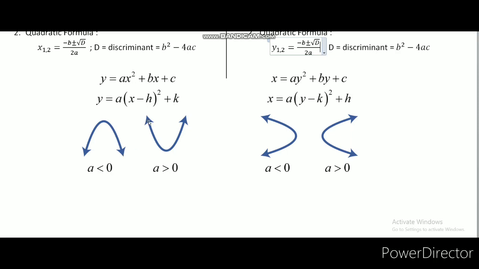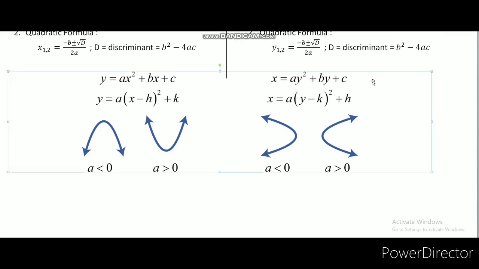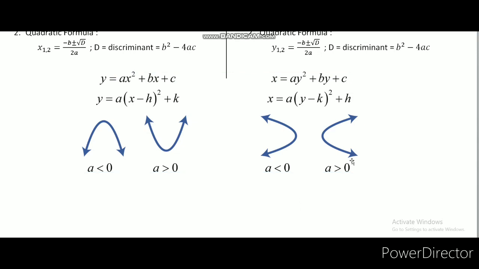If it is greater than 0, facing upward. Different with the right one, if you have this general form, which is x equals ay squared plus by plus c, if the a is bigger than 0, then it will face right. If it is less than 0, it will face left.